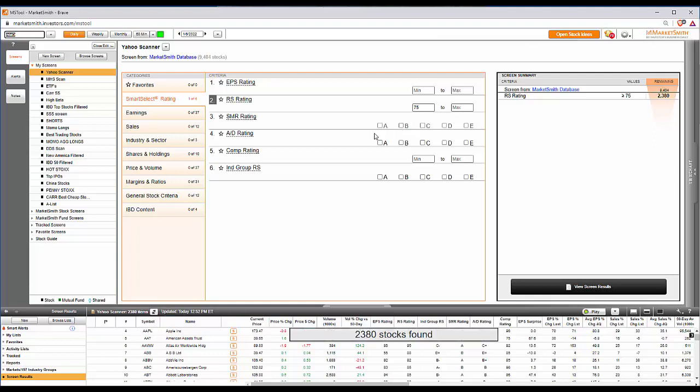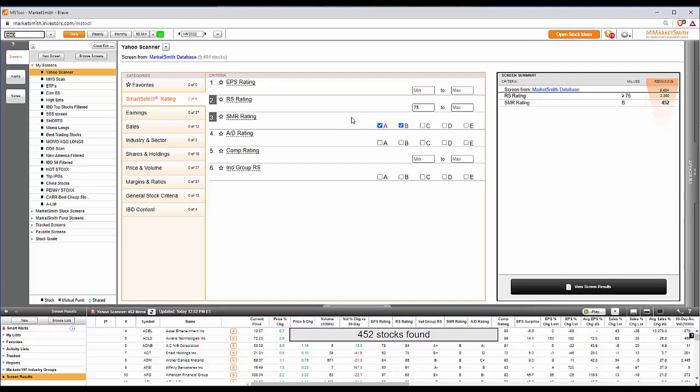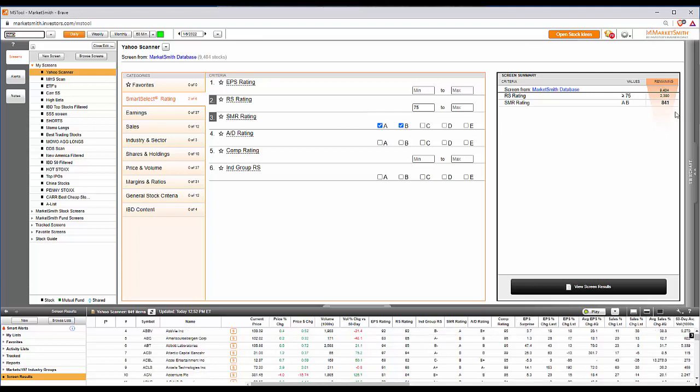It's a little sluggish here, but let's put in B and A. Okay. So we now have whittled our large universe of stocks, 9,400 stocks, all the way down to 840, but we still have some more work to do.